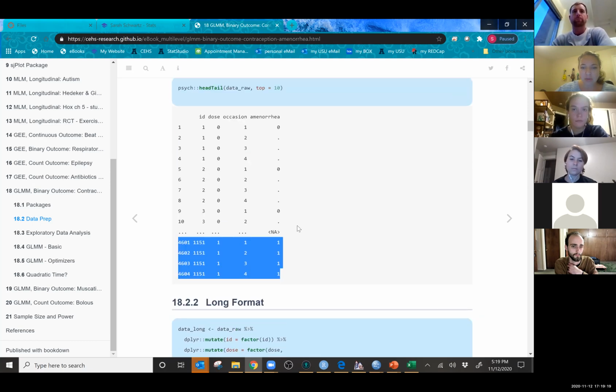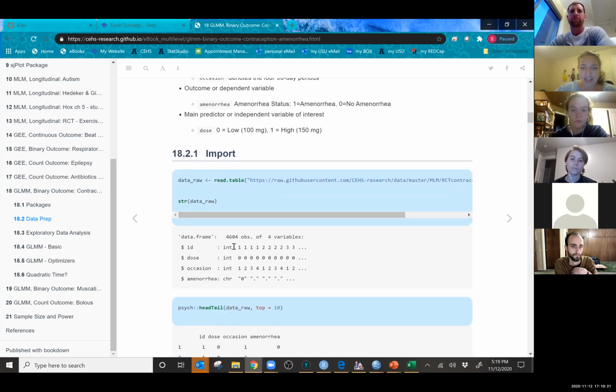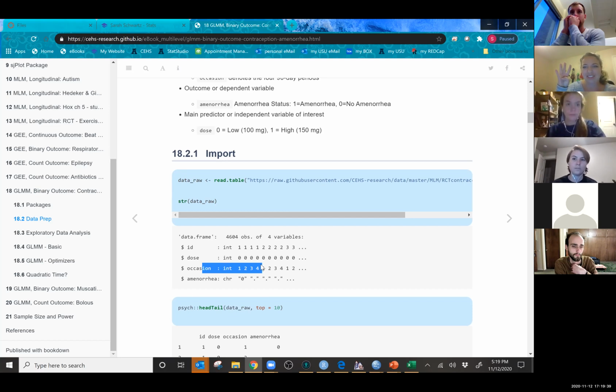The way the data set came in, ID is an integer. I want it to be a factor. Dose is either 0 or 1. I want to label them as low dose or high dose. Occasion is 1, 2, 3, or 4. What do we think about occasion being 1, 2, 3, 4? Is that how we want it? What might be a better way? Start with 0, so subtract 1.